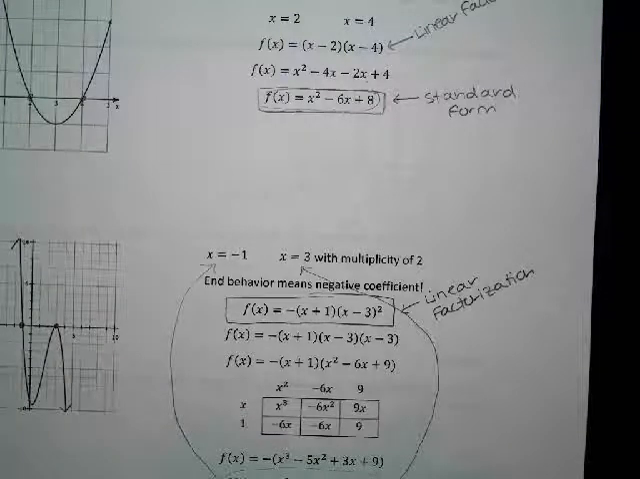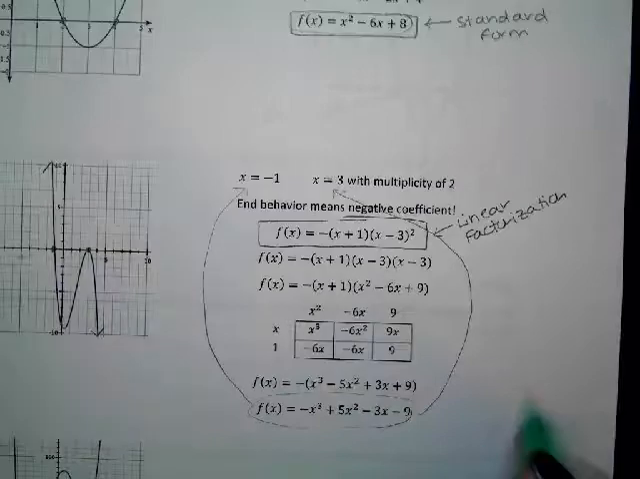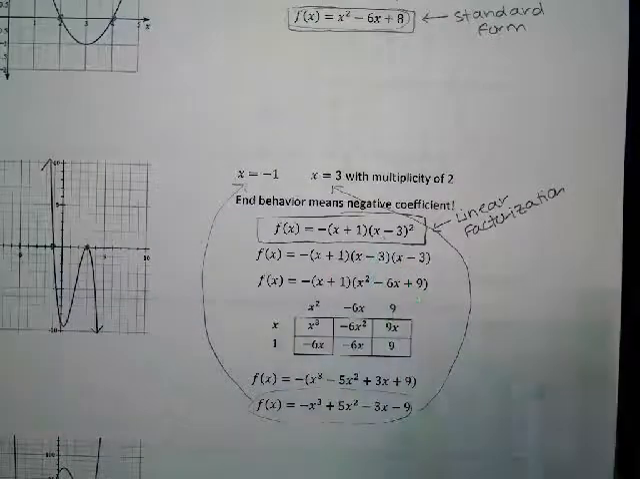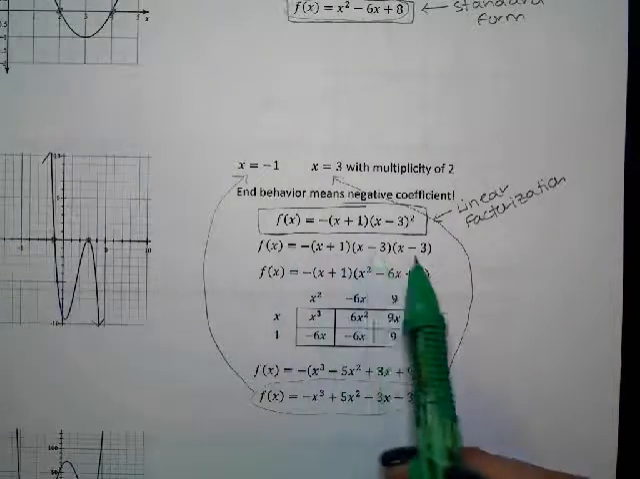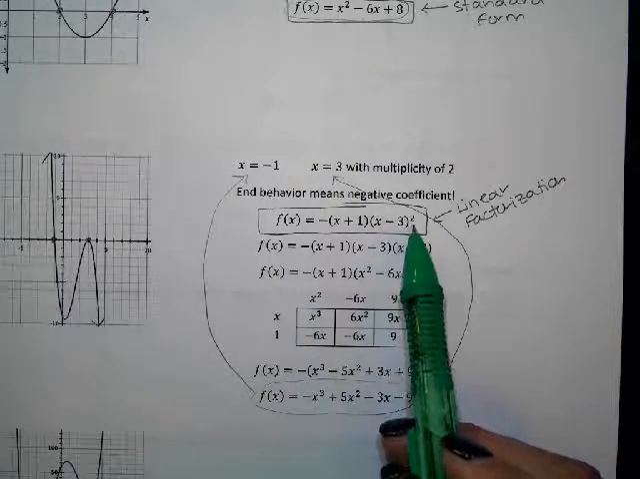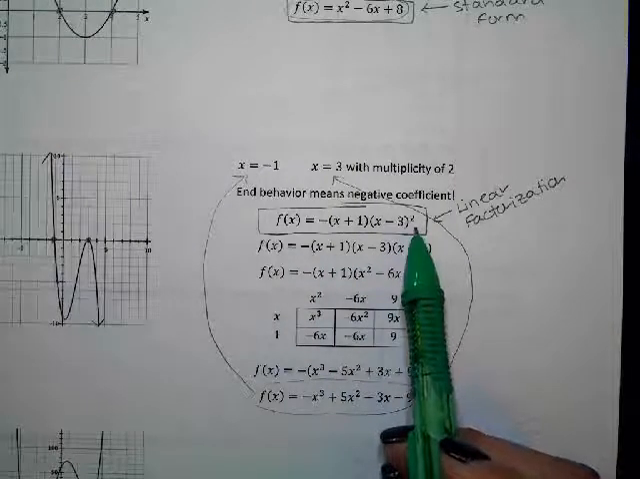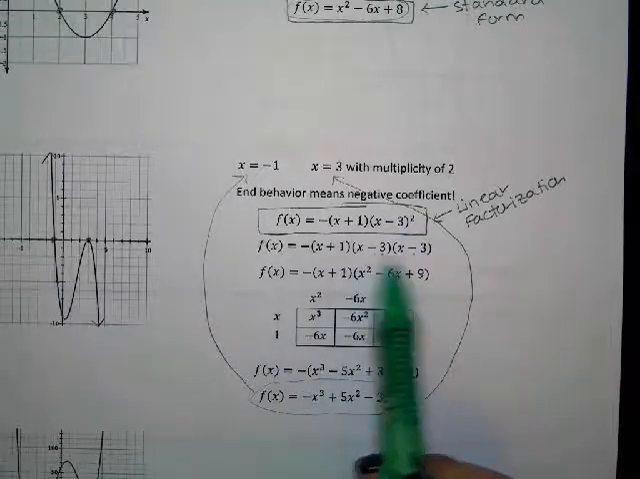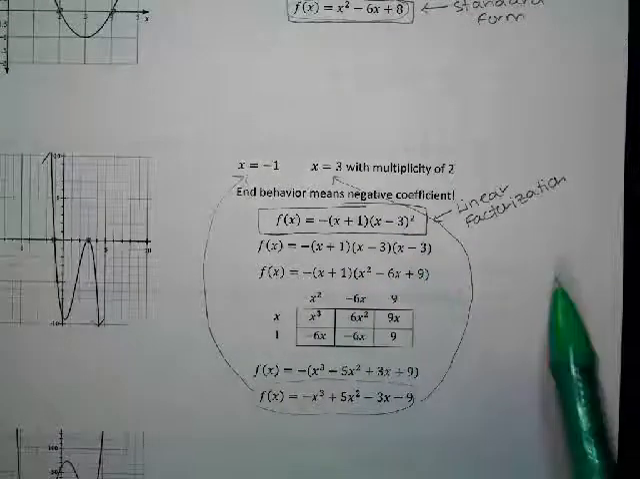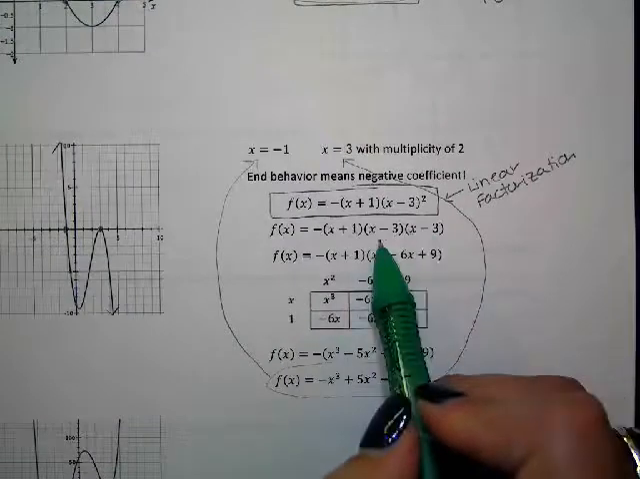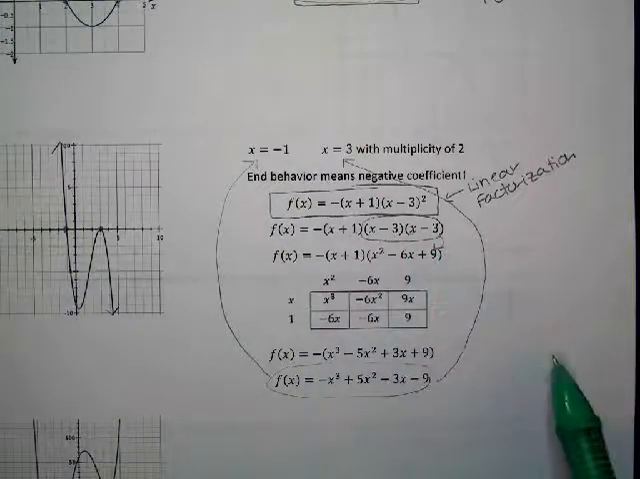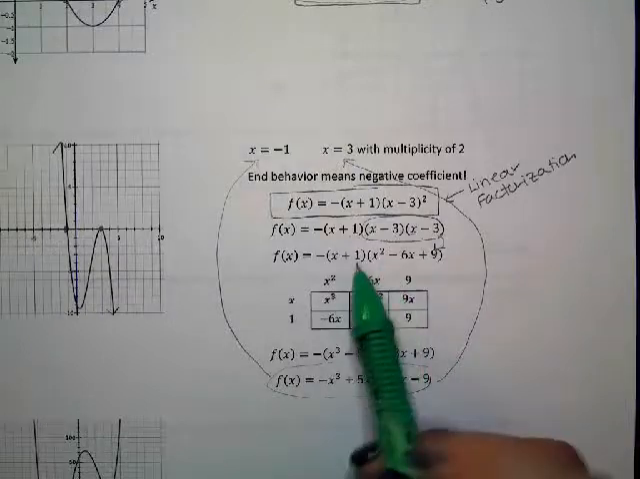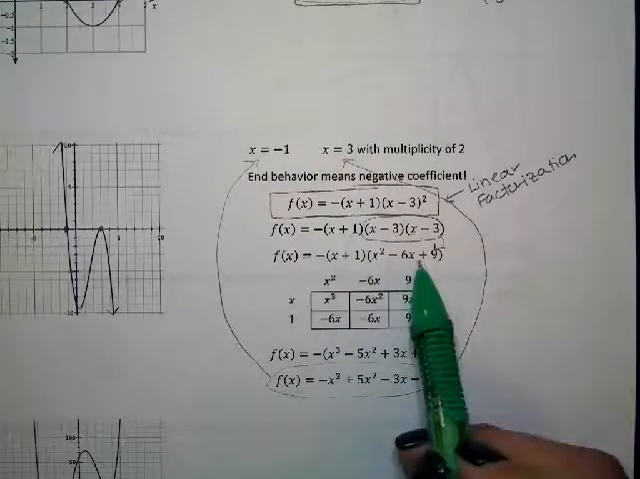All right, so this one, it wanted the standard form, so they said negative x plus 1, and then x minus 3 times x minus 3. Since it was a multiplicity of 2, they had to write it twice. See that? So what I did is I took this and I FOILed it. See that? I FOILed it. And then I took the x plus 1, and this is my method of multiplying things out.